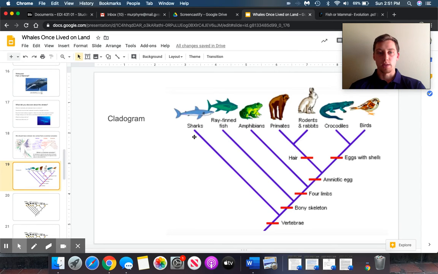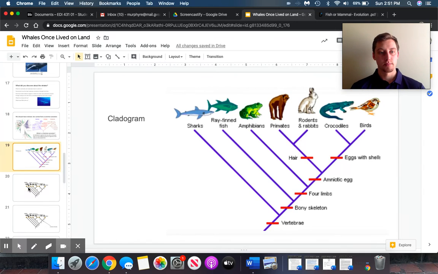I give an example of a cladogram, just explaining again how species are related. So if we look down here, every species up here, from shark to bird, has a vertebrae. Then you can get more defined as we go up along the cladogram. So looking at eggs with shells, this would be the closest relative to our crocodile and bird species.